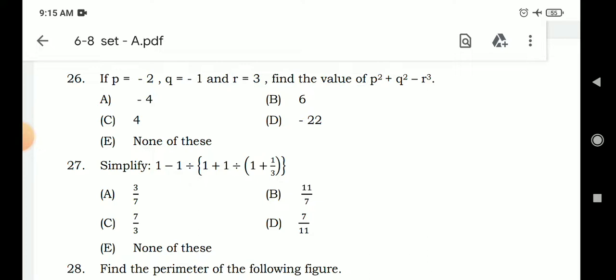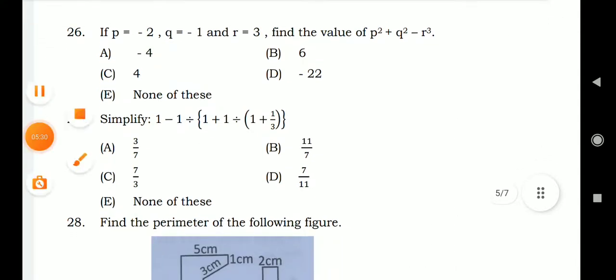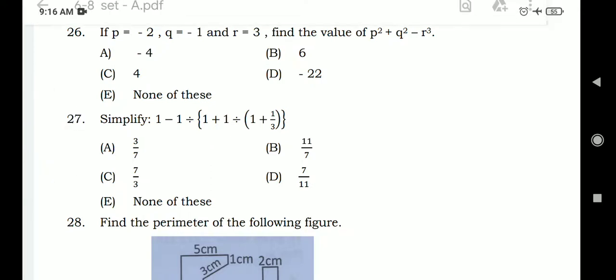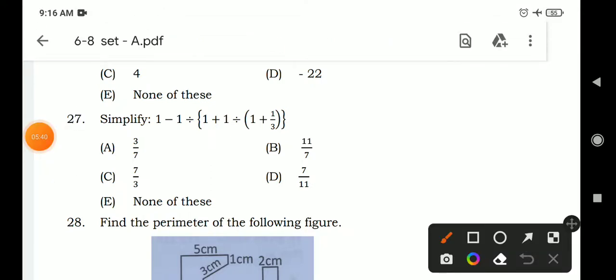Okay student, now look, it's question number 27. Question number 27 is: simplify the given problem. How can we solve it? Look here, this is a very easy question. 1 minus 1, 1 minus 1, you know what it will give you? 0.